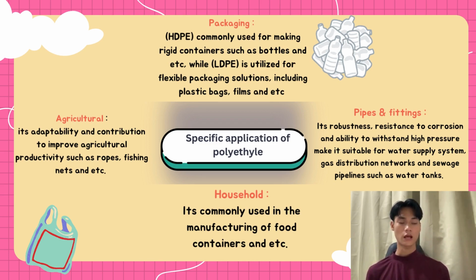Alright, the last one is agricultural. Why is polyethylene used in agriculture? Because of its adaptability and contribution to improving agricultural productivity, such as in ropes and fishing.